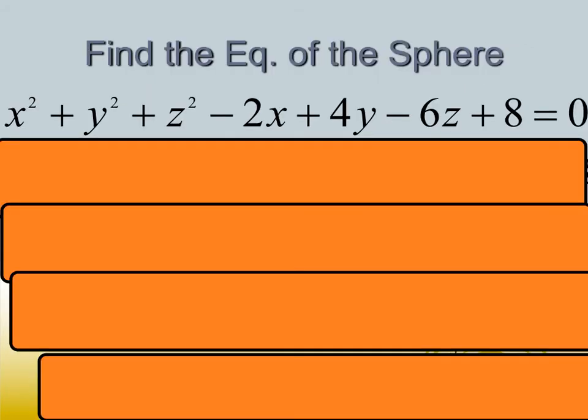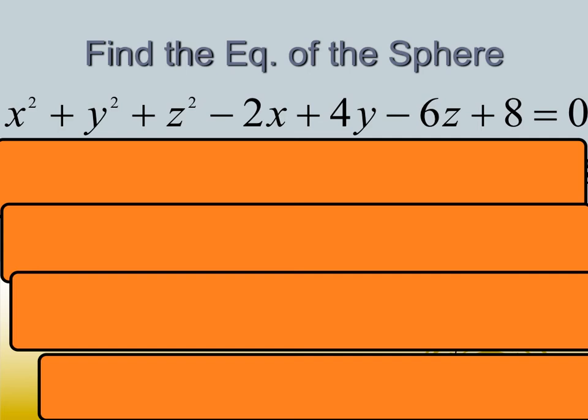All right, for our last example here, we're going to try and find the equation of a sphere. Unfortunately, here we see we have a lot going on. I've got several x and y values and z values. So we're going to go through the process of completing the square for each one of our components.